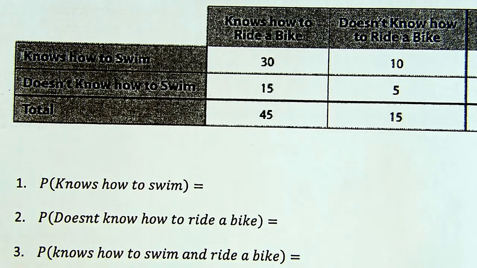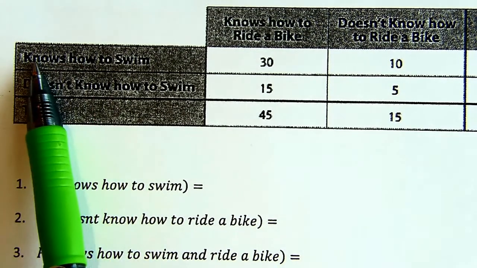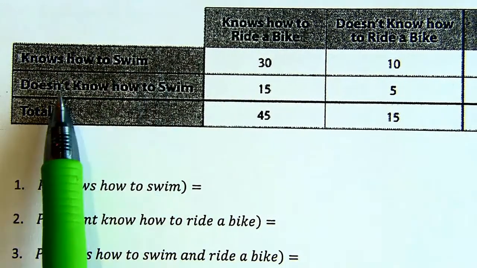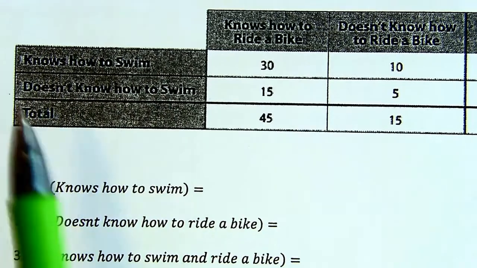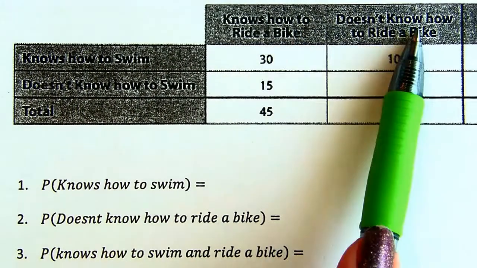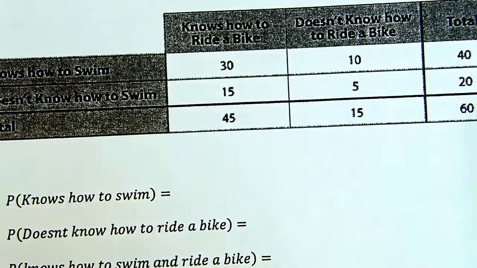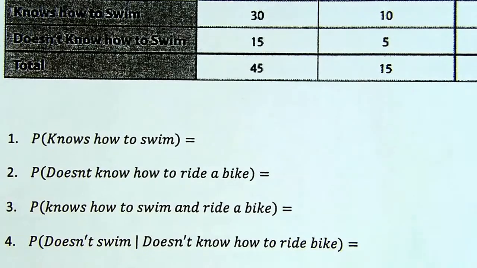Alright, this is going to be your review for Friday's test. My copy is kind of dark here. This row is knows how to swim, doesn't know how to swim, and the total, knows how to ride a bike, doesn't know how to ride a bike, and the total, and then they're all filled in. First we want to find the probability that any one of these knows how to swim.